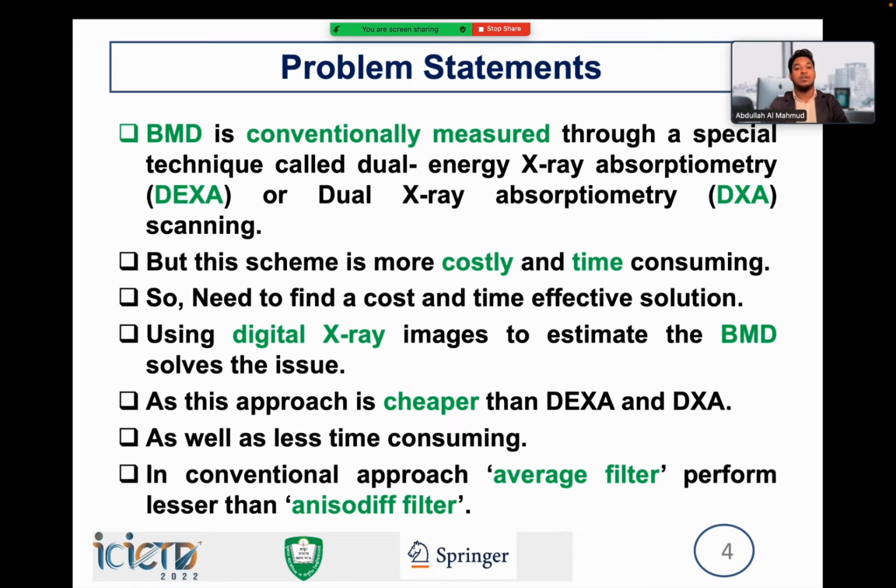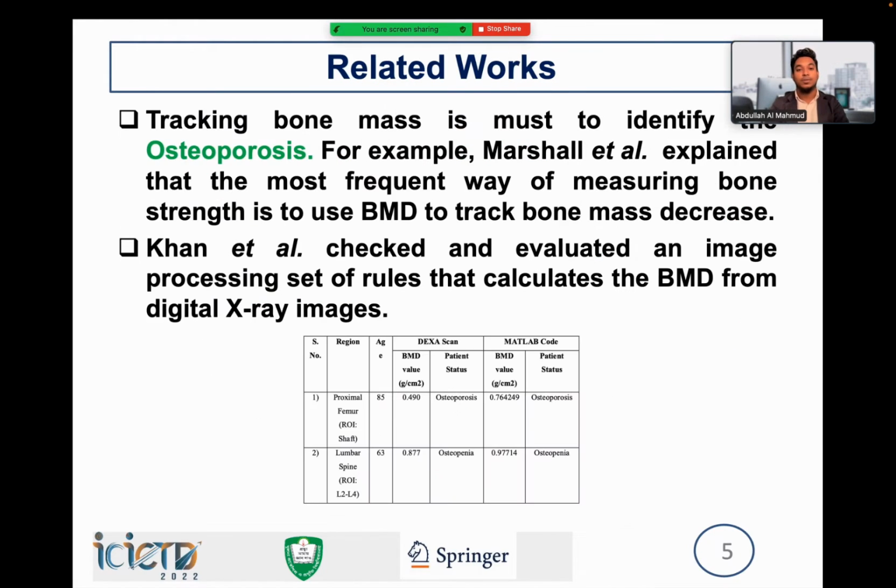Anisotropic diffusion filter. In our work, we have used the anisotropic diffusion filter. Why? Because other filters perform worse than the anisotropic filter.